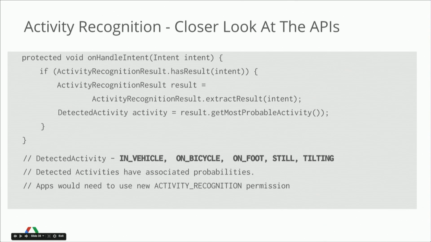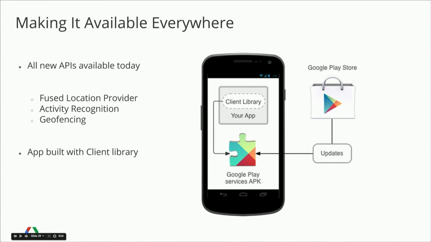You get a callback. You can extract the activity and get the probability. So the detected activity is basically in vehicle, on bicycle, on foot, still and tilting. And we are going to get Mark back to the office to add more classes to this. All of these activities have associated probabilities. One important thing to note, this has a new permission, the activity recognition permission. So we talked about fused location provider, activity recognition, and geofencing.